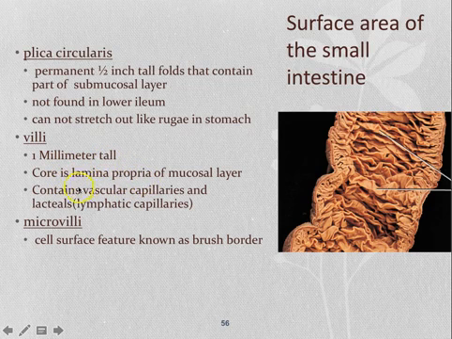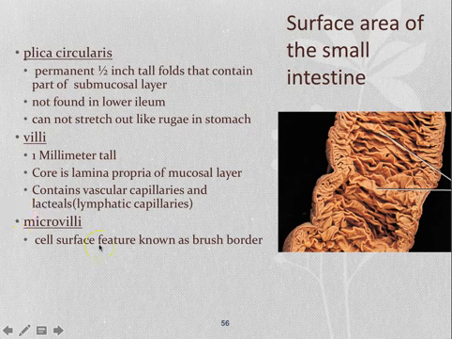And it's going to contain lots of capillaries and lacteals. The lacteals are lymphatic capillaries, so that's lymphatic tissue. And I think this makes sense, right? You're going to have these villi, these little finger-like projections covering the surface of the plicae circularis to increase surface area to, again, aid in digestion and nutrient absorption. And then on top of the villi, each villus will have many microvilli.